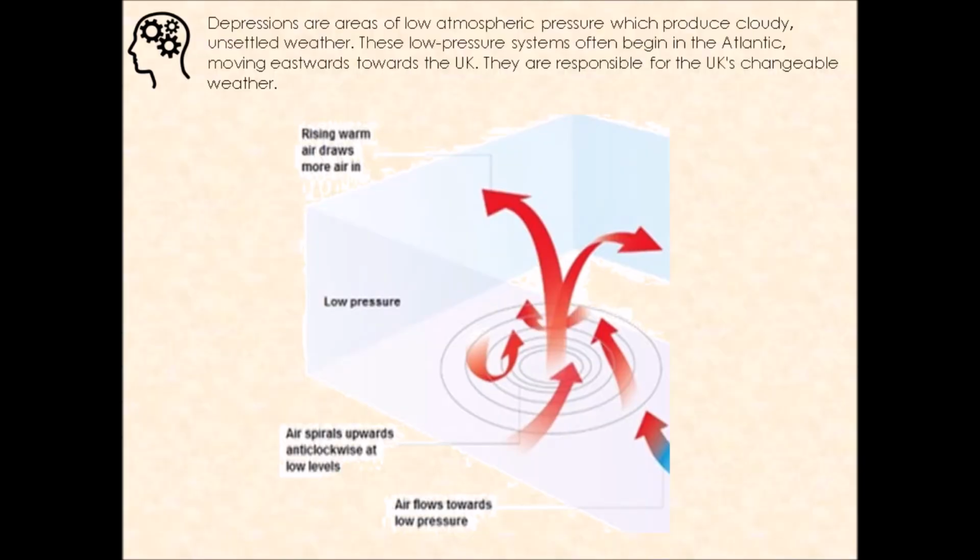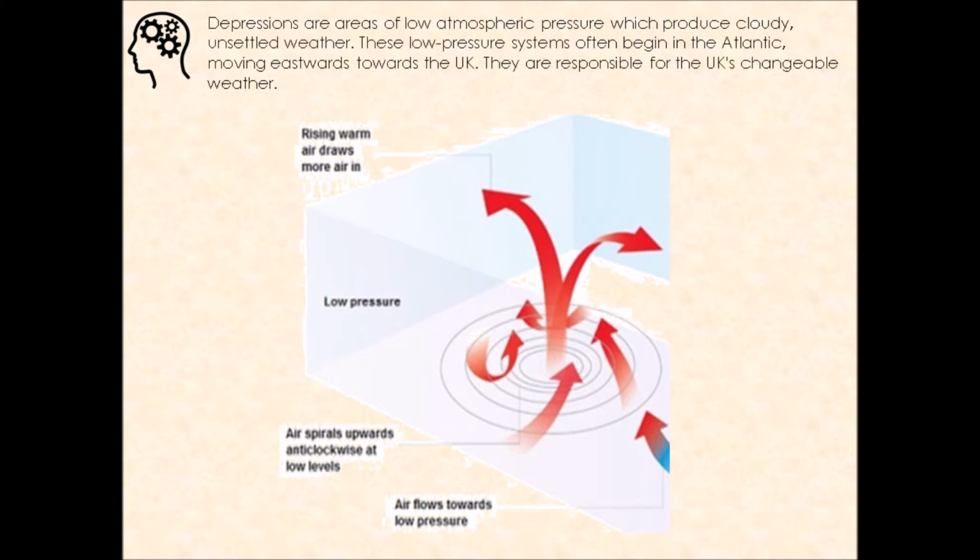So like I said, we're thinking today about depressions, and a depression is what we call an area of low atmospheric pressure, and it is typically produced and creates cloudy, unsettled weather, depressing weather. Okay, that's how I like my students to remember it.